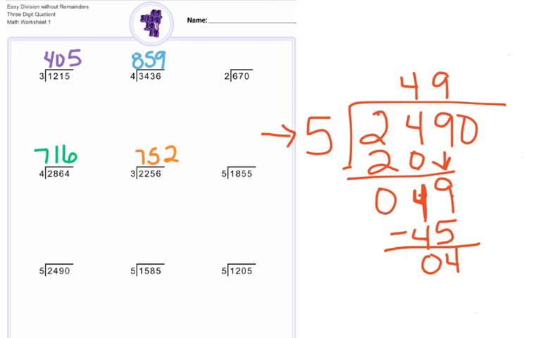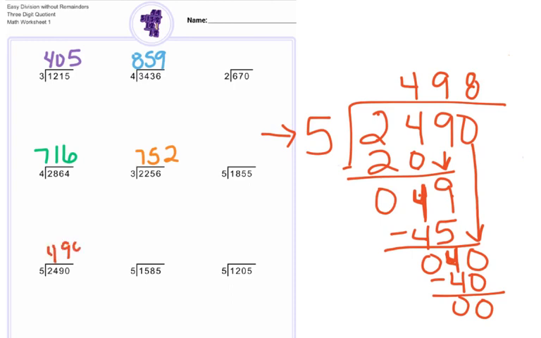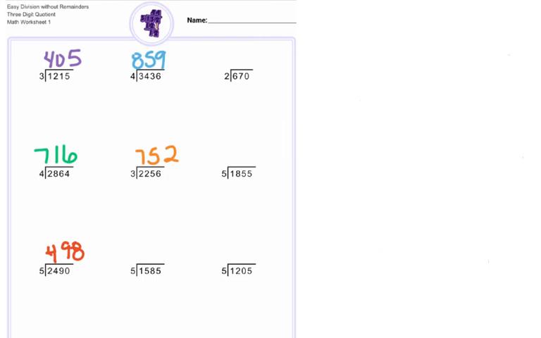So we're left with 4. You can do your check. 4 again is less than the divisor of 5. So we're going to bring down our 0. And we know that 5 can go into 40, and 5 times 8 is equal to 40, and 40 minus 40 is 0. So you have no remainder. So you have a quotient, or an answer, of 498.